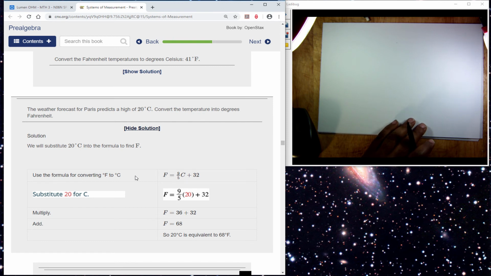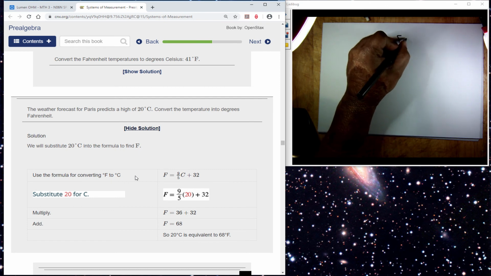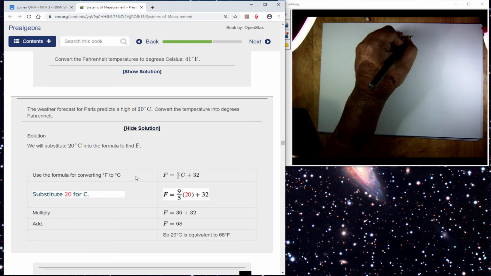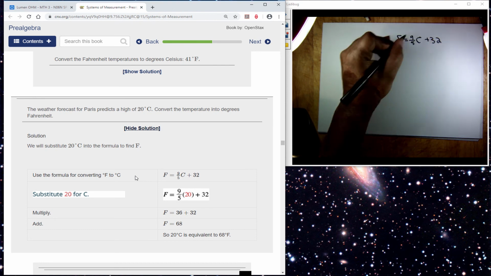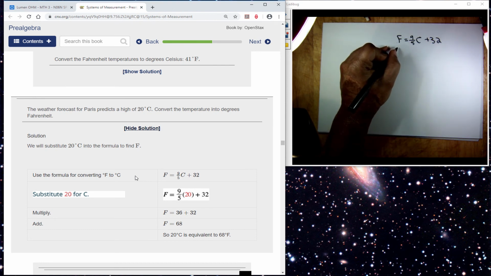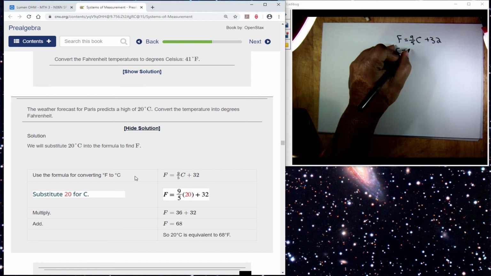The weather forecast for Paris predicts a high of 20 degrees Celsius. Convert the temperature into degrees Fahrenheit. Here again, the first thing I do is write out the formula I need. They want the answer in Fahrenheit, so I write out the formula for that. The second thing I do is assign values to my variables. So I let C equal 20.